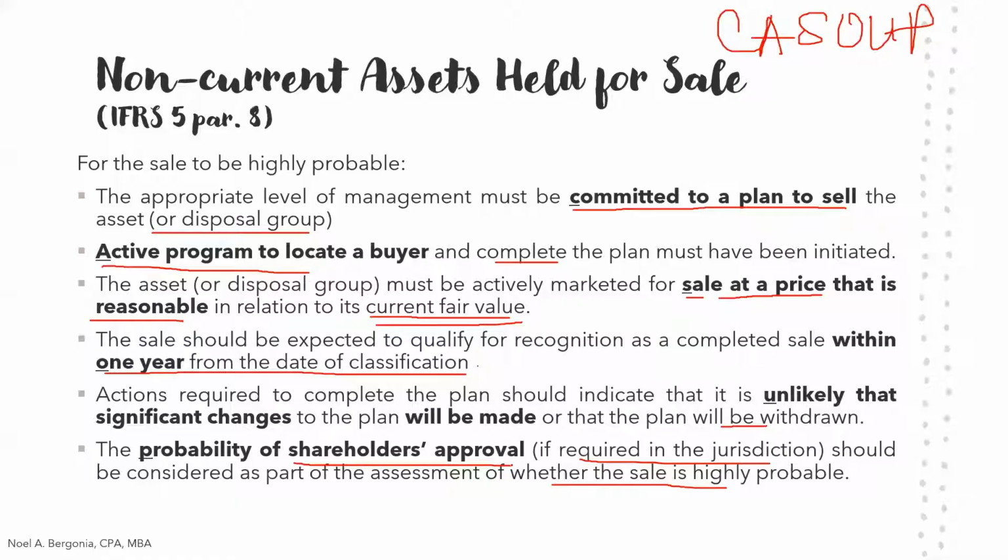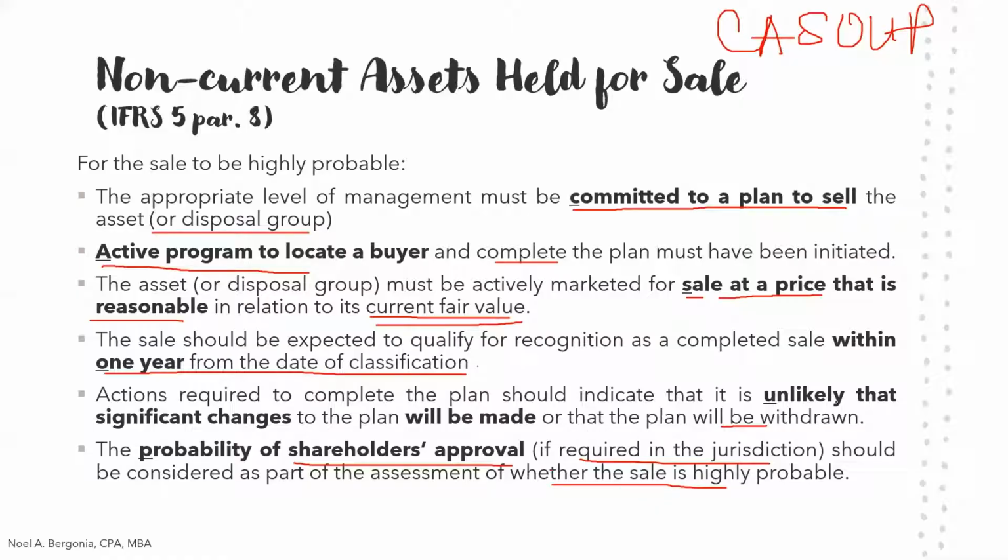So how can we say that the sale is highly probable? And again, it needs to be highly probable for it to stay classified as non-current assets held for sale or disposal group.